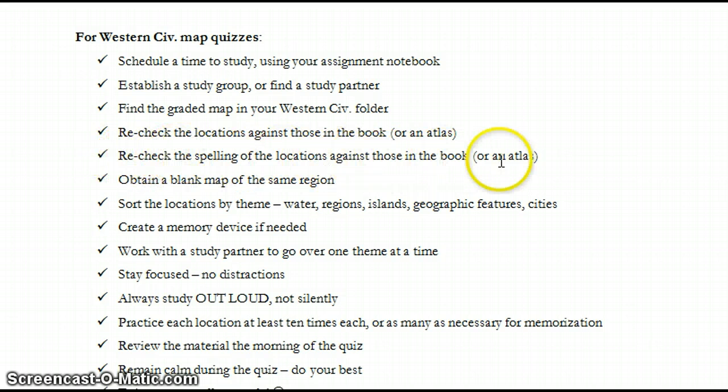Recheck the spelling of the locations against those in the book or an atlas. These are usually spelled out for you on the homework assignment itself, but make sure that the spelling is correct, as you only receive partial credit for misspelled words on the map quizzes.